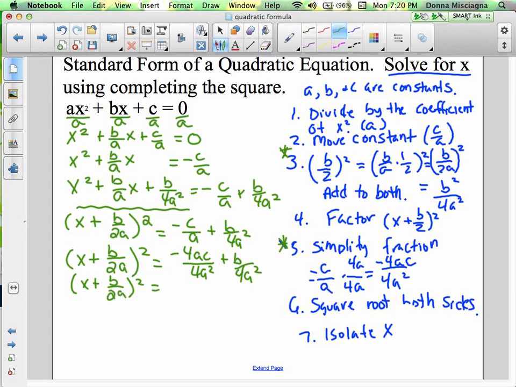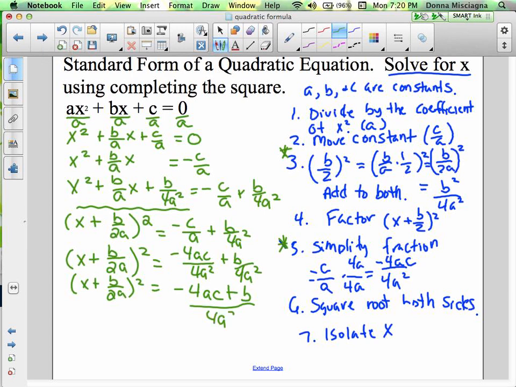Equals. All right, so now I'm going to just rearrange the ordering. If I add them together, I'll put it right here. I have negative 4ac plus b squared, and then it would all be over 4a squared.